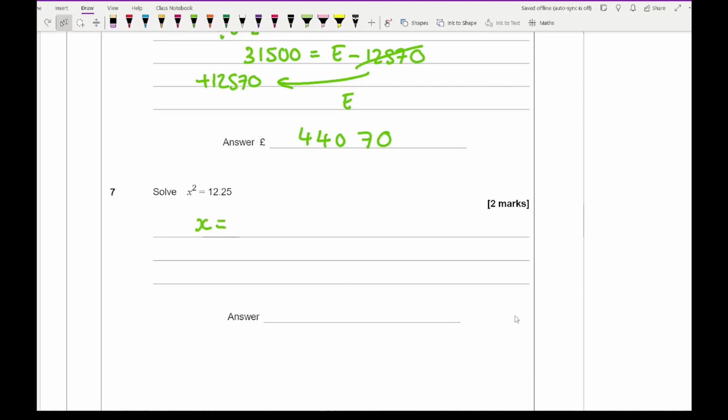Question 7 then says to solve x squared equals 12.25. So I want to do x equals plus or minus the square root of 12.25, which gives me an answer of plus and minus 3.5. Now you could write your answer separately, but make sure that you are showing that there are 2 solutions.